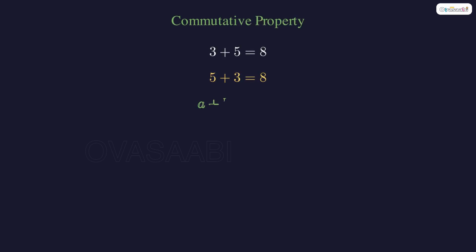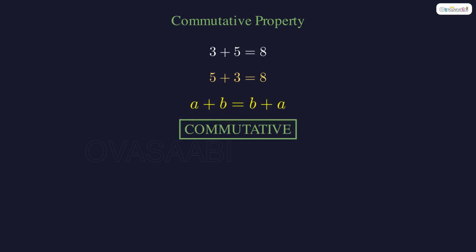First rule, commutative property. Order does not matter. 3 plus 5 equals 5 plus 3. Like shaking hands left or right, the friendship is the same.